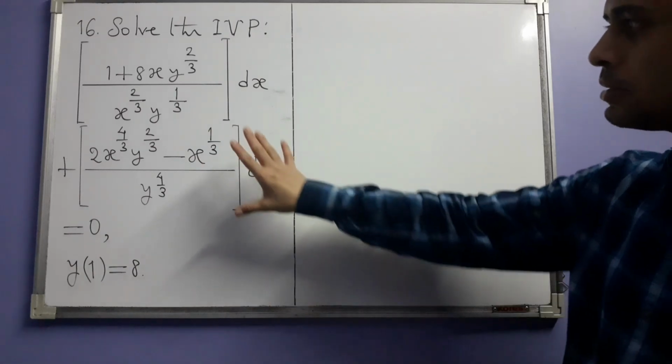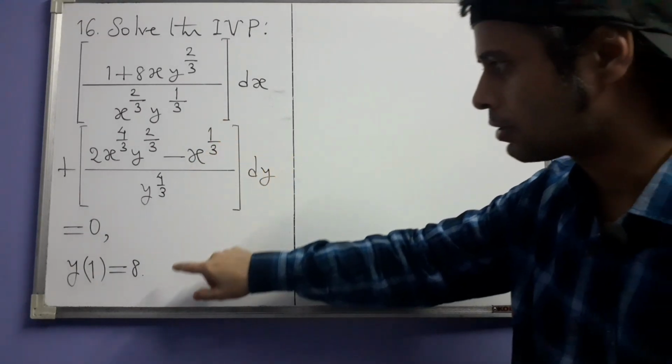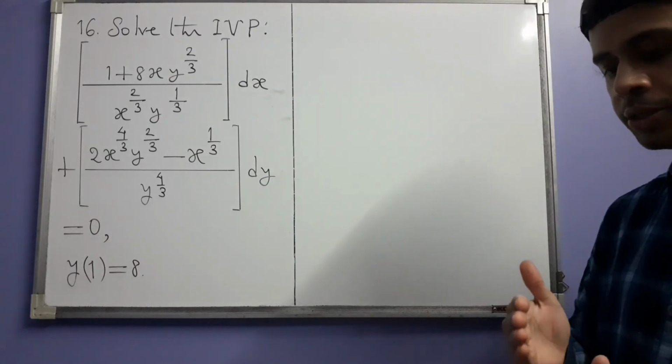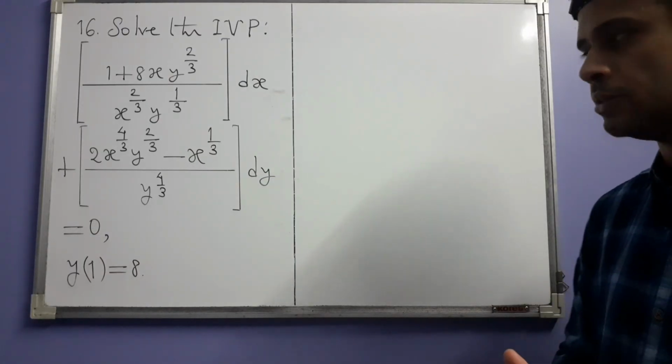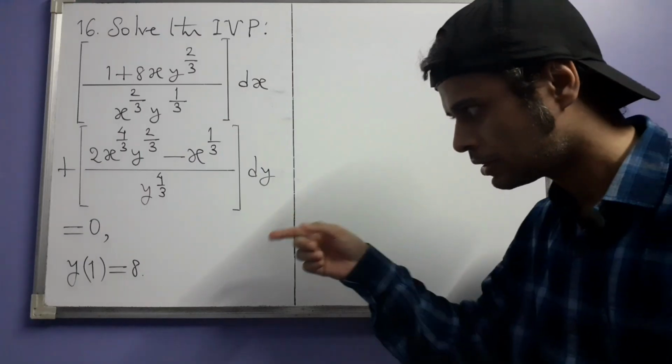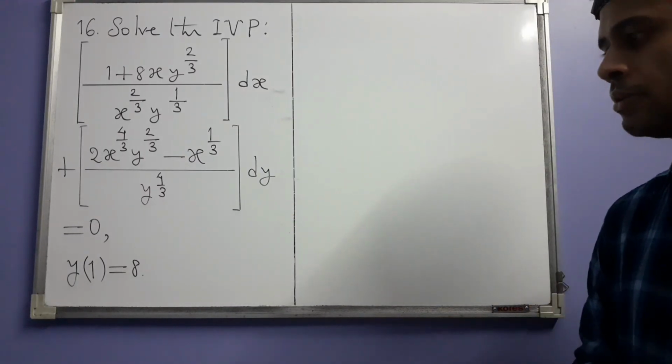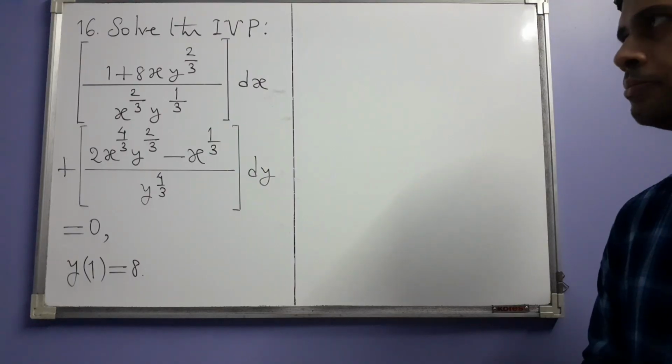An IVP means it's a differential equation, and along with that we have this initial condition. So that means whatever solution we are trying to find has to satisfy that condition also. So there will be only one solution. So let's see the solution.